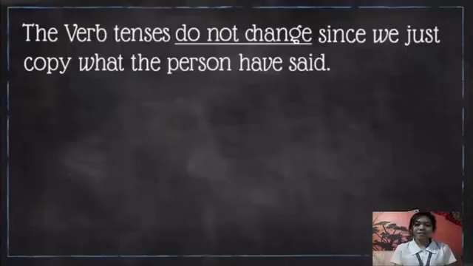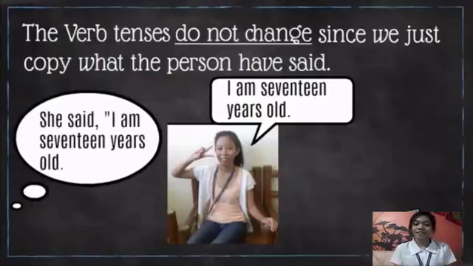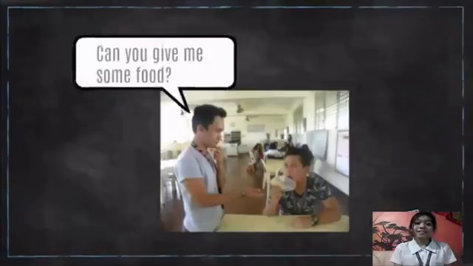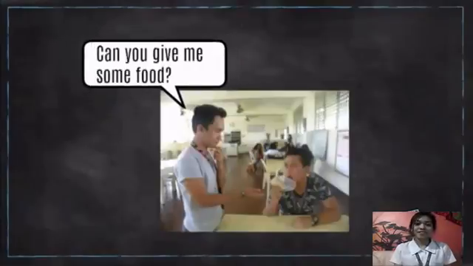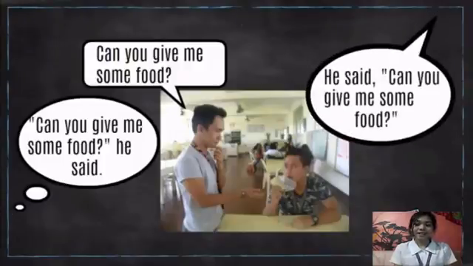Let's have some examples. "I am 17 years old," she said, or "I am 17 years old," she said. Another example. "Can you give me some food?" He said, or it will be, he said, "Can you give me some food?"